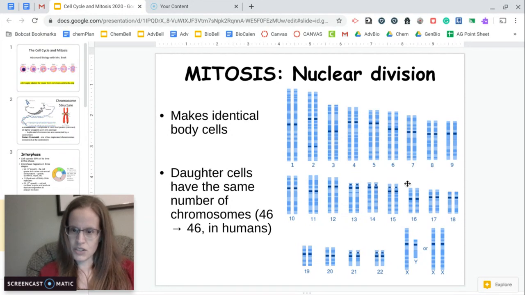Here I've got this karyotype. This is a picture of DNA. You can see this is 23 pairs of DNA, which would be 46 chromosomes. We'll get into genetics next. You can see that the XY, some of you know that that would be a male, and then the XX is a female. And you've got 22 pairs of other chromosomes.